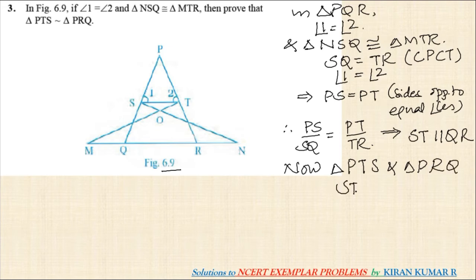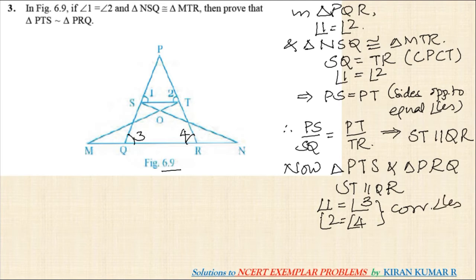We have got ST parallel to QR, which means angle 1 will be equal to, if I mention this as angle 3, for simplification I am mentioning it as angle 3 and this as angle 4, angle 2 will be equal to angle 4. These two are corresponding angles. Therefore, in these two triangles, we have got two pairs of angles equal, so the triangles are similar to each other by AA similarity.